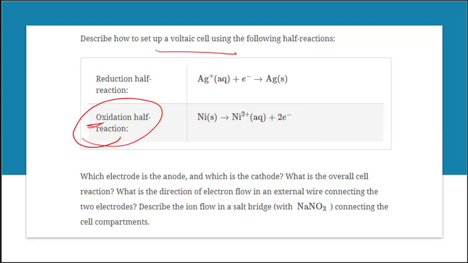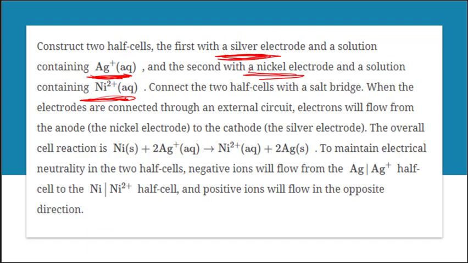Well, we are told that our oxidation half is the nickel to nickel 2+, so that's where our anode will be. And the silver+ to silver solid is our reduction half reaction, so that will be our cathode, our silver metal. With our silver electrode at the cathode, we need to have a solution that contains silver+ ions. And with the nickel electrode, that's the anode, we need a solution that contains nickel 2+ ions. And we connect the 2 half cells with the salt bridge.